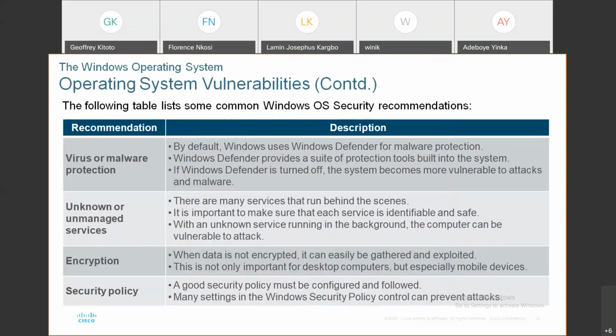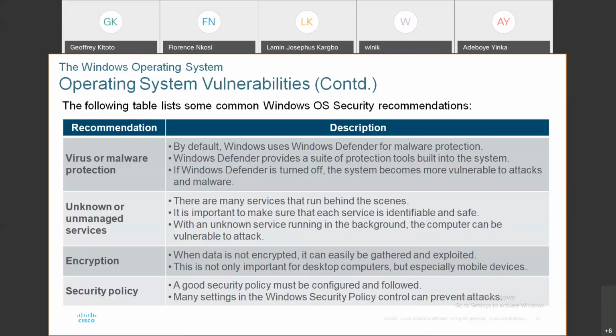Now the following table shows some common Windows operating system security recommendations. First, virus or malware protection. By default, Windows uses Windows Defender for malware protection. Our Windows normally comes with Windows Defender, which provides a suite of protection tools built into the system. If Windows Defender is turned off, the system becomes more vulnerable to attacks and malware. That's why you have to be very keen.